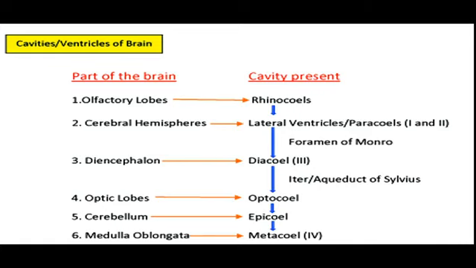Two lateral ventricles or paraceles open into diacele by means of foramen of Monro, and diacele, that is the part of forebrain, is communicated with optocele, that is the part of midbrain, by means of a duct-like structure, that is iter or aqueduct of Sylvius.